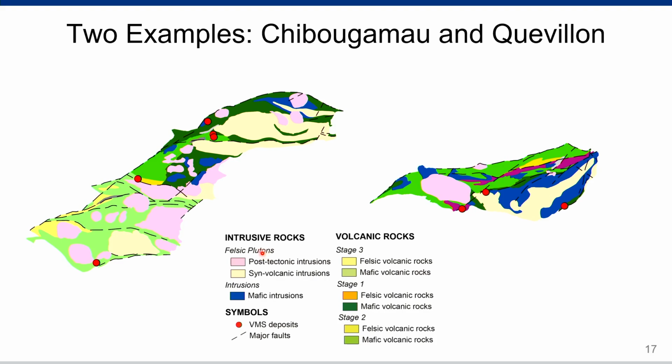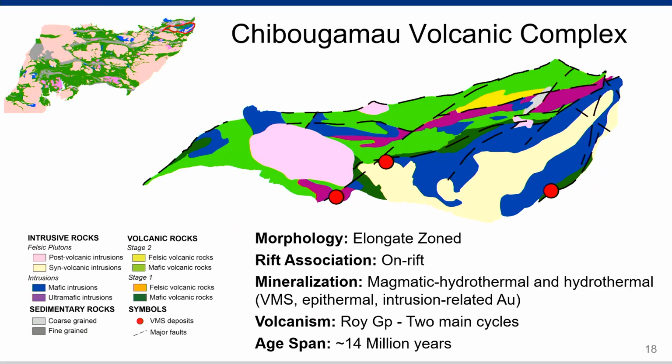So if we really want to get into this, we have to get into the actual complexes and pull them apart. So we're going to look at two examples here, Chibougamau and Kevelaw. Chibougamau is one of my favorite areas in the Abitibi. It's extremely interesting and very unique, in particular in its mineralization styles. It's located, you can see here, in the top northeastern corner of the Abitibi, just in this little red outline here. And it's elongate zoned.